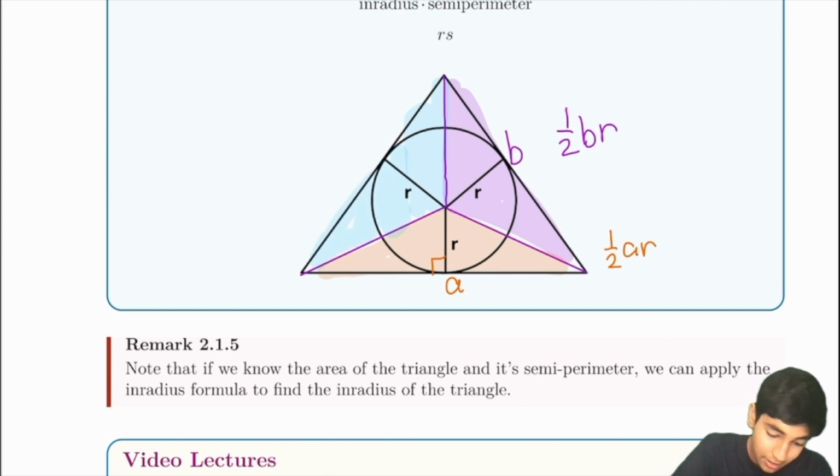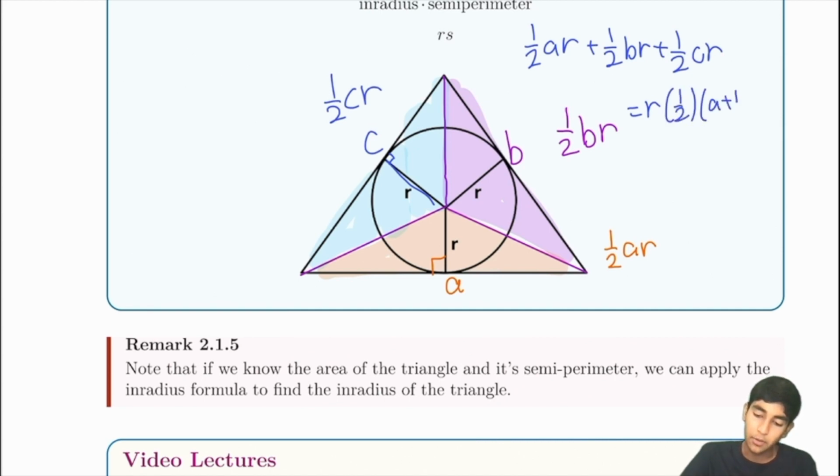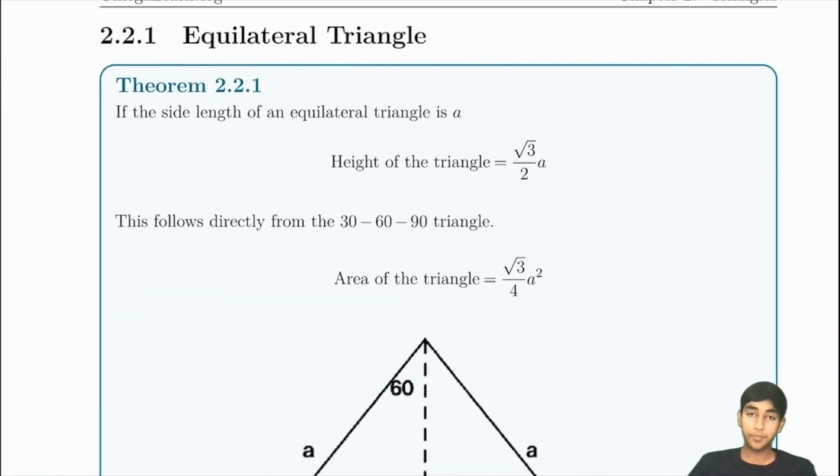So let's call this C, it's going to be half CR, because the base is C and the height is R. The total area is half AR plus half BR plus half CR, which is just R times half times A plus B plus C. And notice how this is just the semiperimeter, so it's radius times semiperimeter. A really cool proof. And now we're going to explore some special triangles.